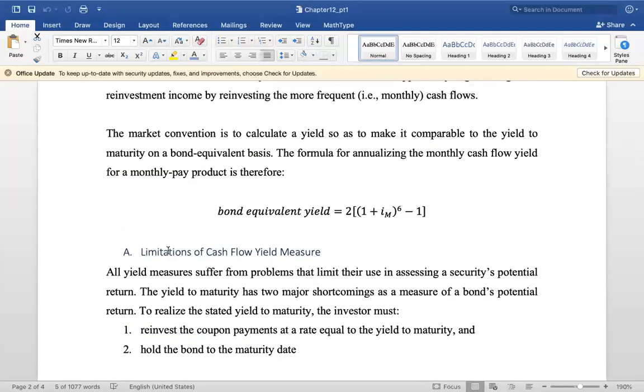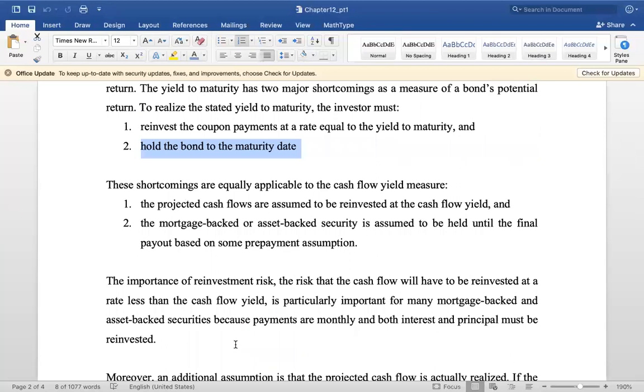So now, what are the limitations of the cash flow yield measure? All yield measures suffer from the same problem, as we already discussed, that the yield to maturity has two major shortcomings: reinvesting the coupon payments at a rate equal to the yield to maturity, and holding the bond until the maturity date. So cash flow yield also has these shortcomings, that the projected cash flows are assumed to be reinvested at the cash flow yield, and the mortgage-backed and asset-backed security is assumed to be held until the final payout based on the prepayment assumption.